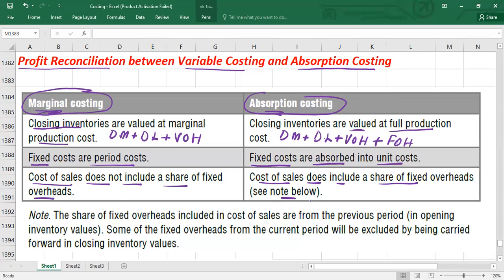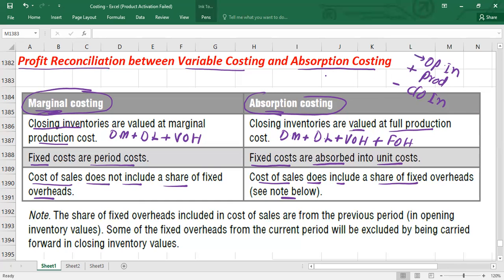Here we have a note also, guys, because when we calculate the cost of goods sold, we need opening inventory plus we add the production cost, depending upon the costing method which we are using, minus we need to subtract the closing inventory. This is how we calculate the cost of goods sold. Under absorption costing, what might happen is that some of the fixed cost might be brought forward in the opening inventory.